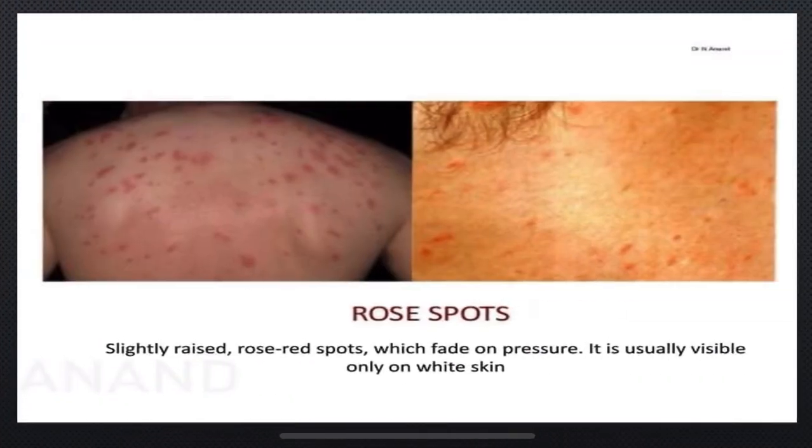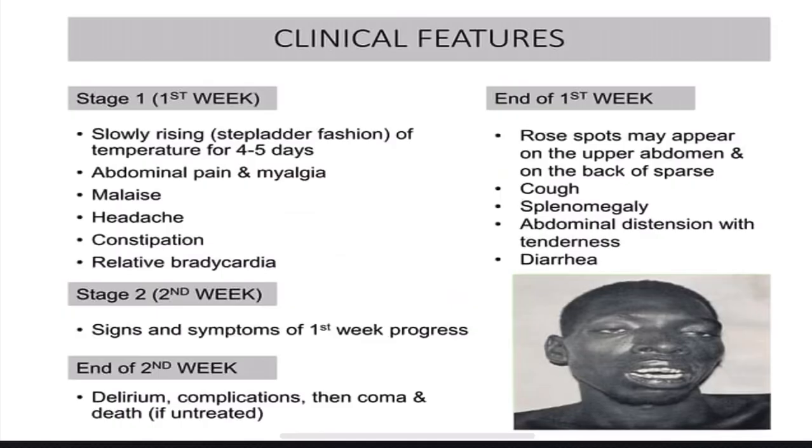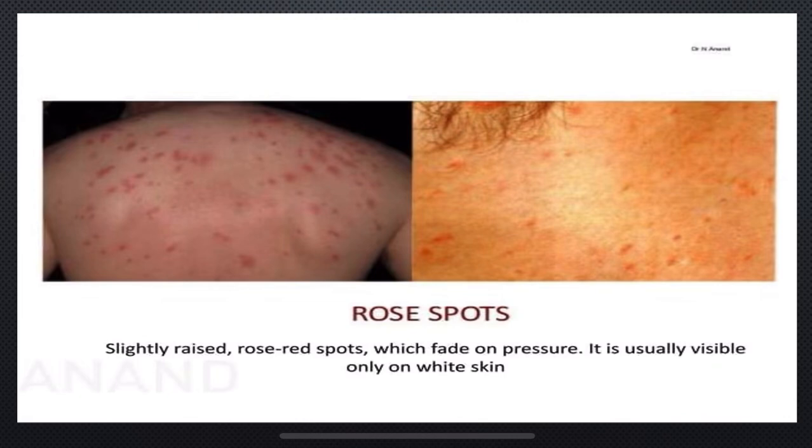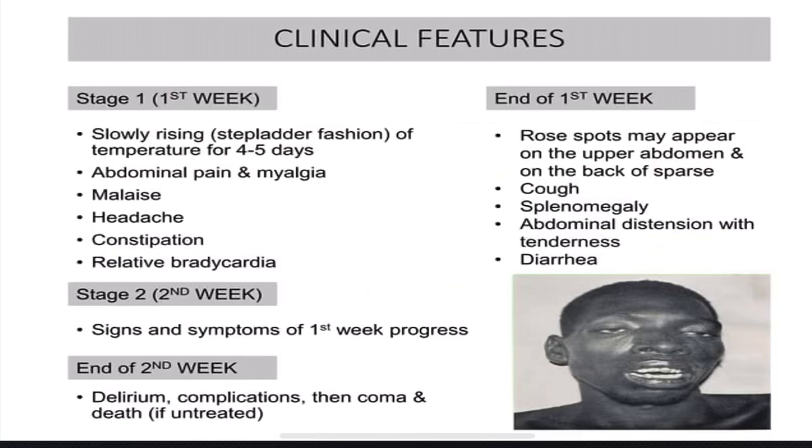So you can see in the clinical features very clearly, the patient comes with a fever which is lasting for more than 3 to 4 weeks. He can also come with constipation in the first week or diarrhea in the later weeks, and then he will also present with relative bradycardia, the rose red spots in the first week, and at the end of the first week he can also present with other symptoms like headache, malaise, abdominal pain, etc. Then we see that the patient also presents with cough, splenomegaly, abdominal distension with tenderness, and diarrhea.